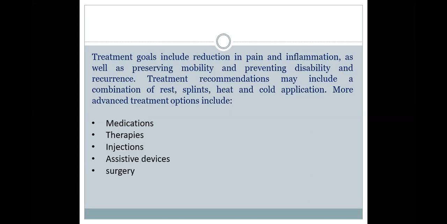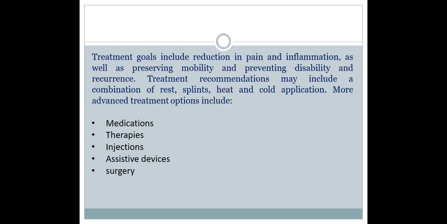Now, under the medications, we can use different prescribed antibiotics after the test of fluid found in the bursa and the tendon. The choice of antibiotic can be done. And next one is therapy.